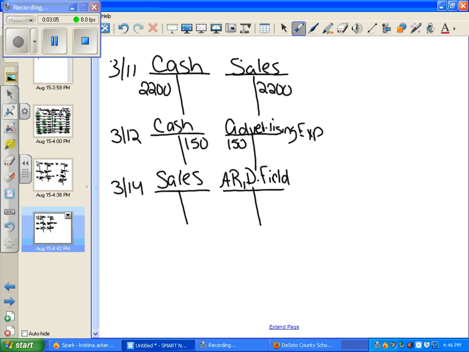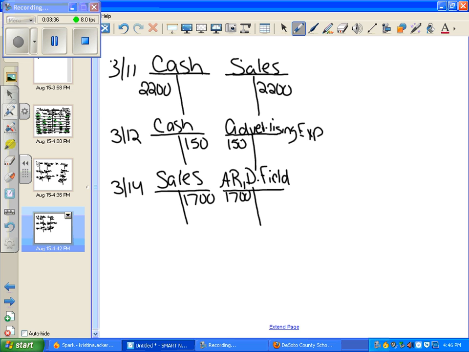Okay, so if we sold services on account to Dominic Field, we had sales. Our sales increased, and they increased by $1,700. So we're going to increase sales with a credit of $1,700. And the amount that Dominic Field owes us is going to increase by $1,700. We're going to increase an account receivable with a debit. So we're going to debit account receivable Dominic Field $1,700.